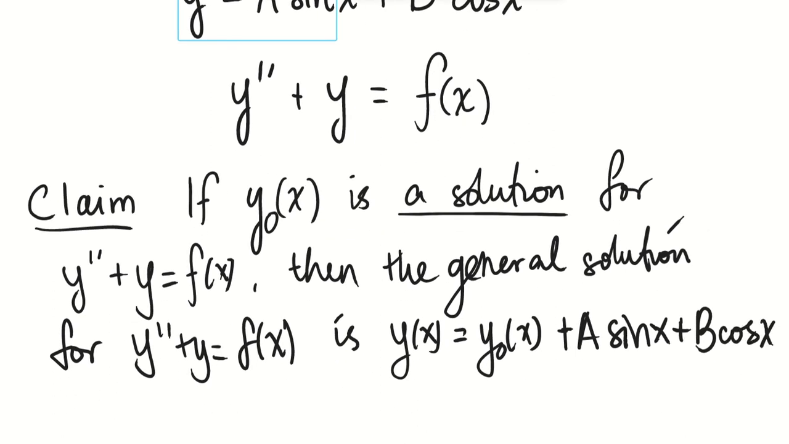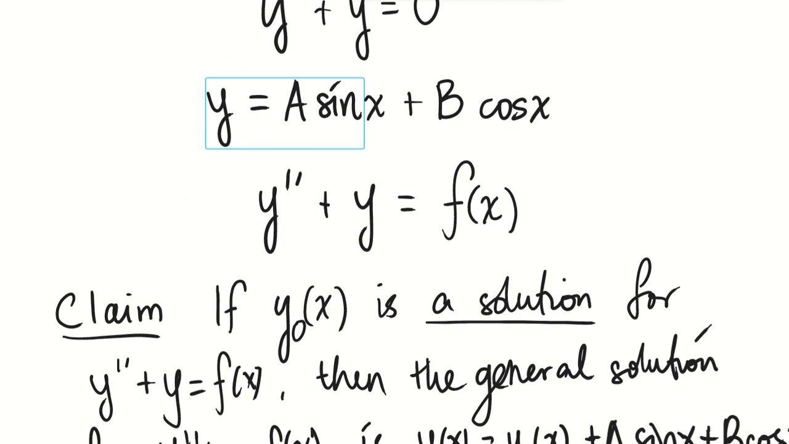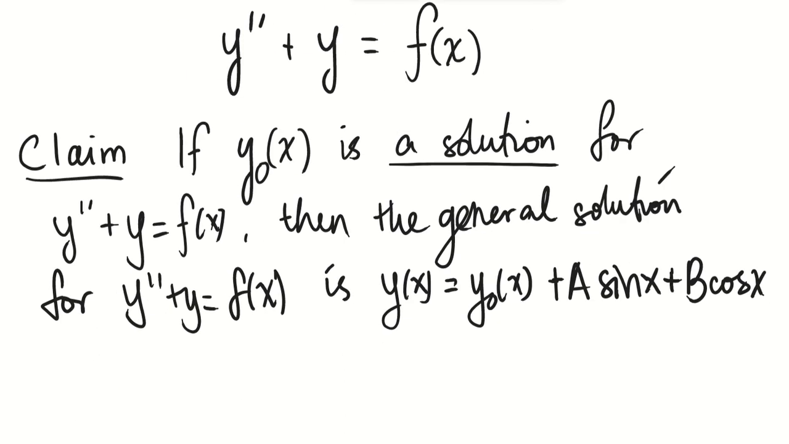So what this claim or theorem tells us is that we just have to find one single solution for that equation, and the general solution would be just that particular solution added to the solution for the homogeneous case. And the proof is easy.